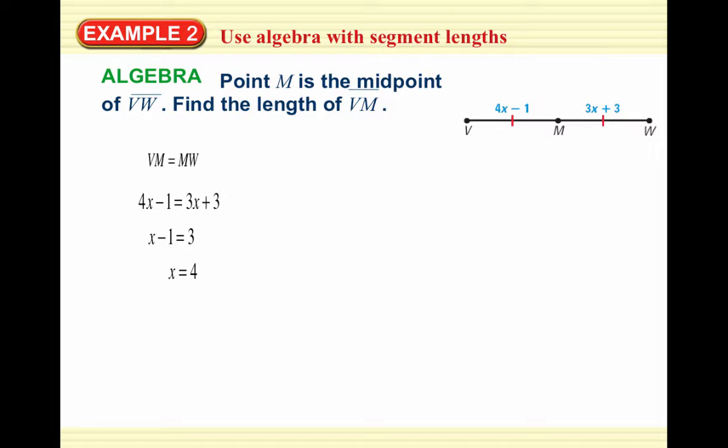Now remember, we're not trying to solve for x, we're trying to solve for VM. So we plug x into VM, and we get 16 minus 1, VM equals 15. Now if you wanted to verify this is correct, we could plug x into MW, which would be 3 times 4, which is 12, and 12 plus 3 is 15, and then we'd see 15 equals 15, so we know we did it right.